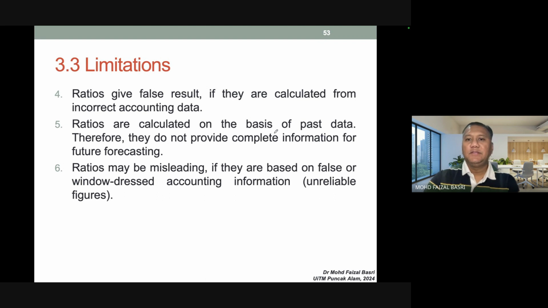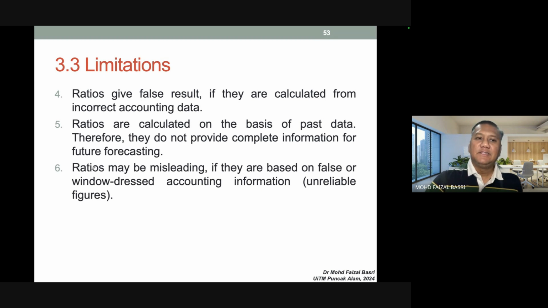Ratios are calculated based on past data, therefore do not provide complete information. Our own analysis so far memang kita gunakan historical data untuk analyze data yang lepas je lah. Untuk forecasting kita kena guna teknik yang lain lah, which is under the following topic number 4 nanti, which is proforma dengan forecasting. Okay, not financial ratios lah. Financial ratios memang limitation dia hanya untuk analyze past data sahaja. And ratios may be misleading if based on, like I said, false or window dress information, unreliable figure. Dia somehow related dengan number 4 ni.